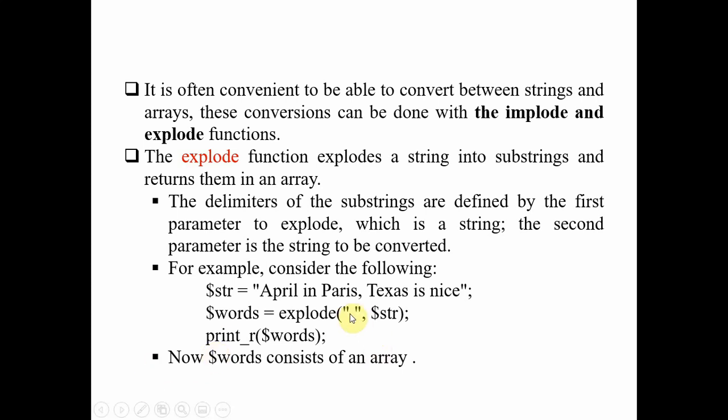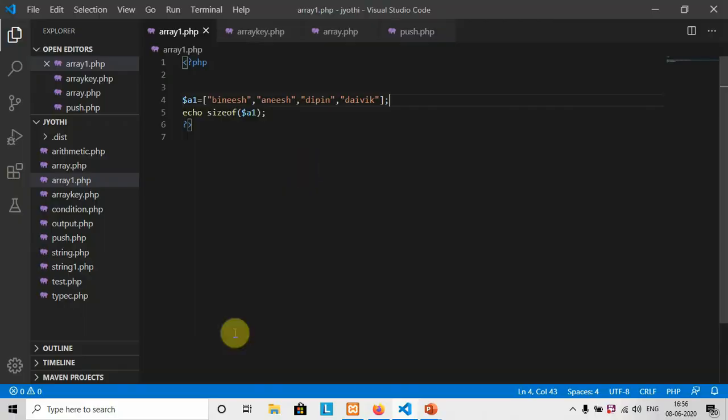So here we have a space. That means whenever we have a string and a space exists, then that particular word is converted to an array element. And the second argument is the array. So we can work with this particular code. This is an example of the explode function, which is used to convert a string to an array.